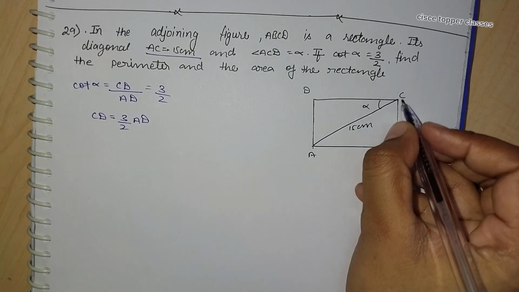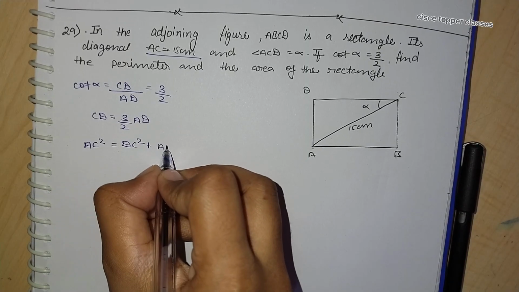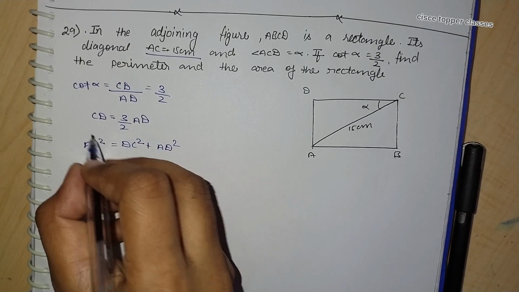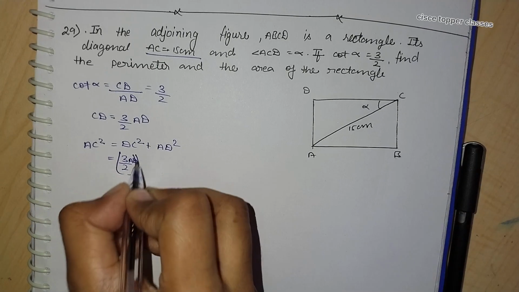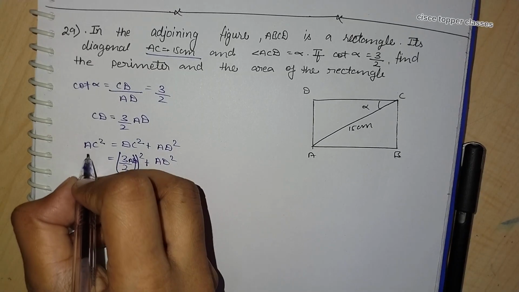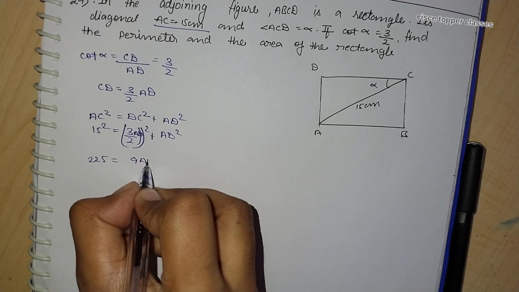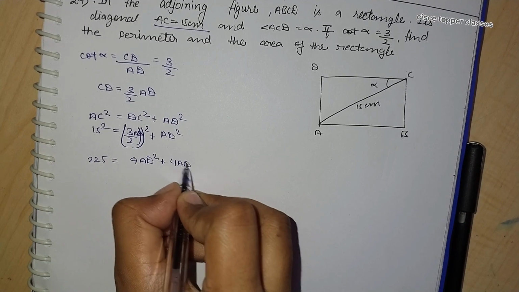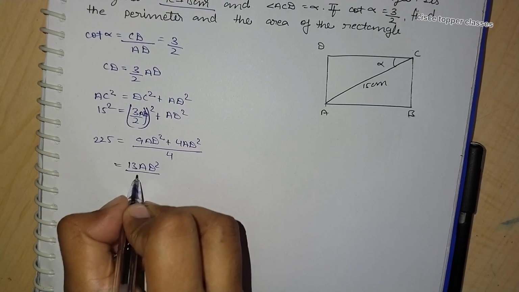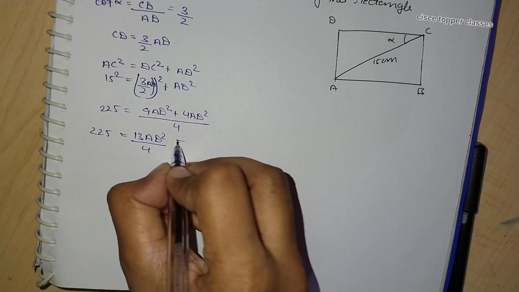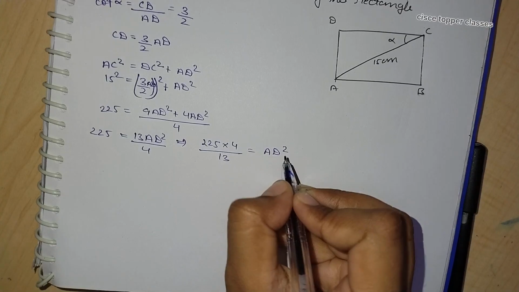From that, by Pythagoras theorem, we can write AC square is equal to DC square plus AD square. Here this is CD square also. So we will put the value: this will be (3 by 2 AD) whole square plus AD whole square. AC is 15, so 15 square. This will be 225 equal to (9 AD square plus 4 AD square) divided by 4. So on adding, this will be 13 AD square divided by 4 equal to 225. We will multiply this, so 225 into 4 divided by 13 is equal to AD square.